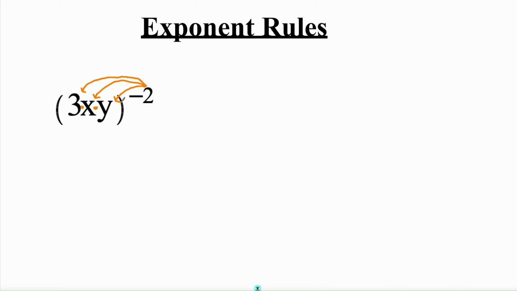So it's called the power of a product rule. So everything in parentheses will get that -2 exponent. So that gives me 3 to the -2 times x to the -2 times y to the -2. So when I have negative exponents, that right off the bat tells me my problem is not simplified. So I'm going to make this a fraction, and then I'm going to look through and I'm going to move everything that has a negative exponent.